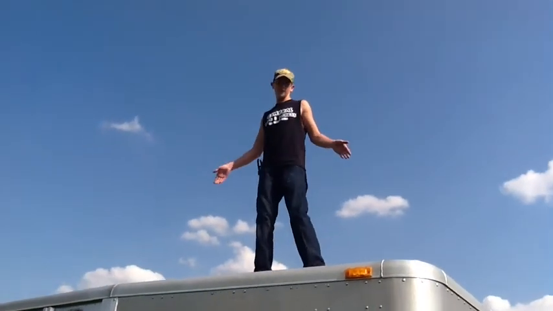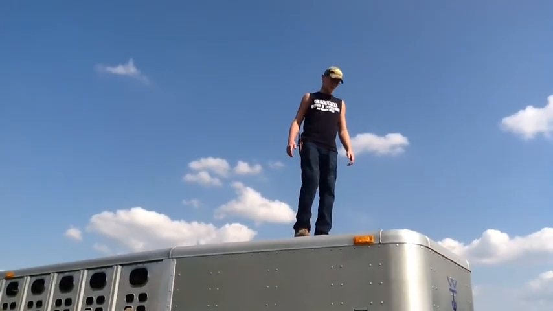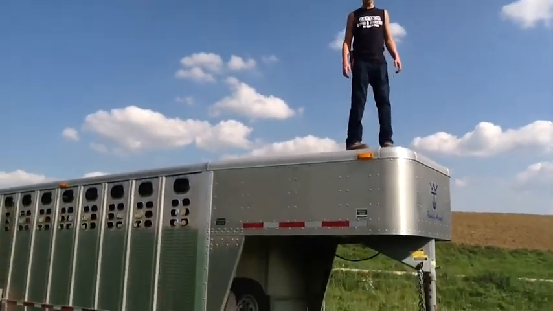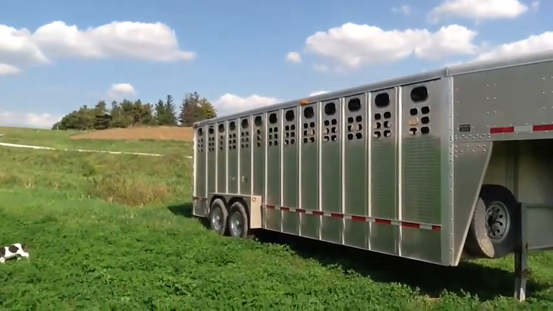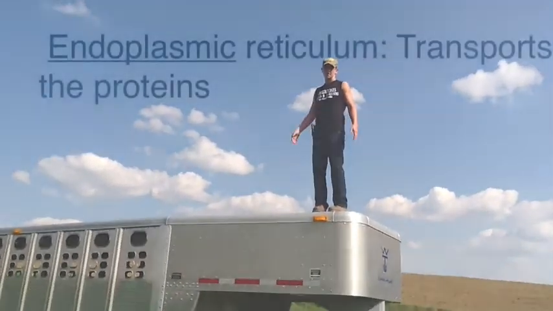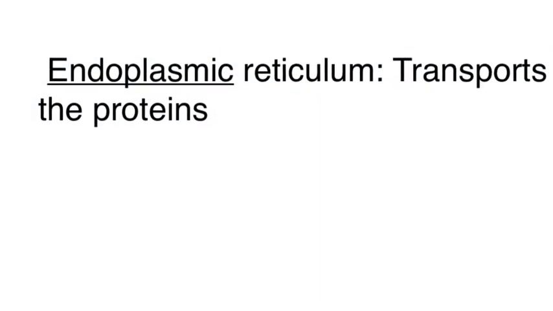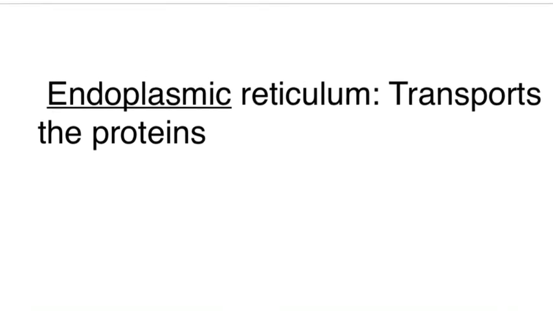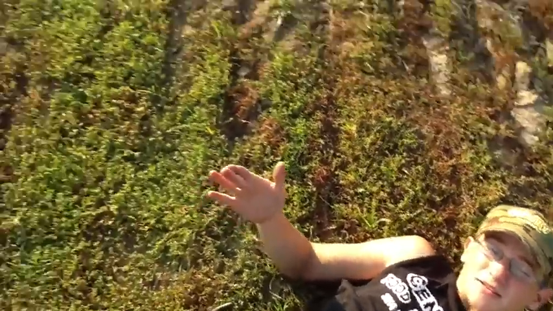This is the trailer, aka the Golgi body of the cell. It aids in packaging and sending the proteins, aka cattle. This is the driveway, also known as the endoplasmic reticulum, because it transports all the proteins.